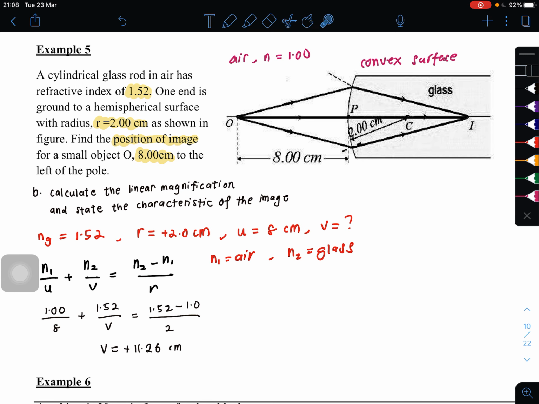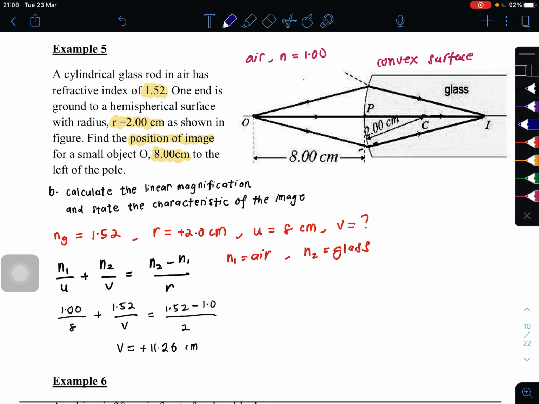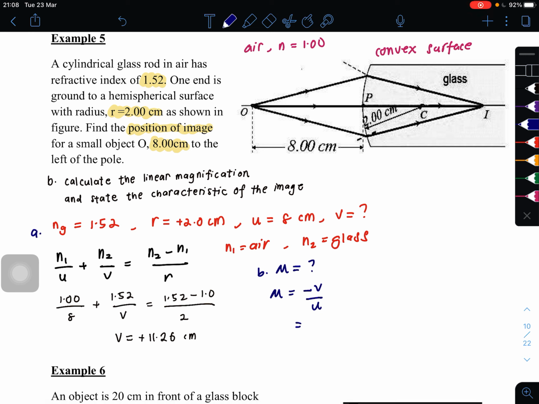Okay, so next one we want to find the linear magnification. So how to find the linear magnification? So let's say this one is soalan A, now soalan B, we want to find M. So we still use the same formula as before, which is M adalah equal to negative V over U. So now kita ada V, kita sudah dapat negative 11.26 divided by U, 8. So M akan dapat negative 1.4.